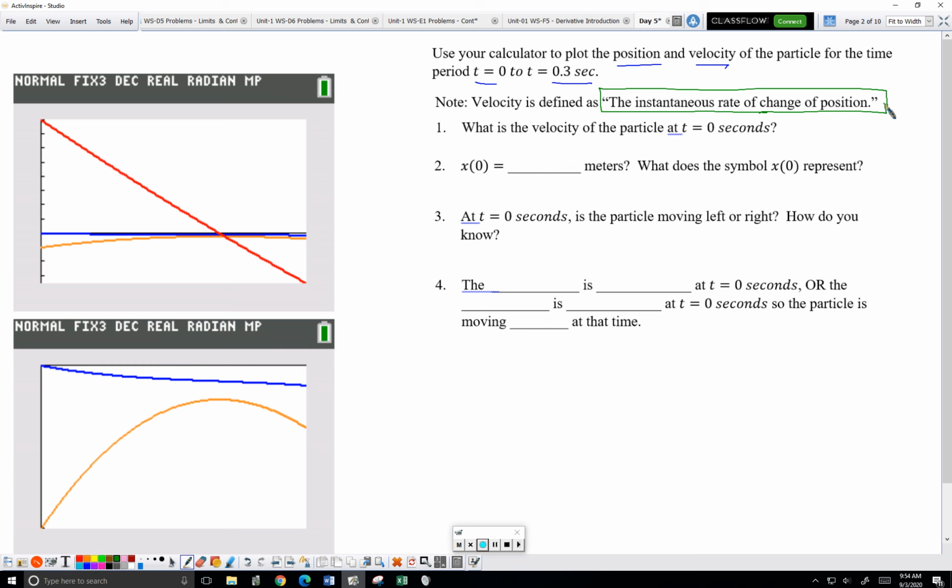To get the window that I have on the screen, I've turned off the acceleration. So I just want to see the position and velocity. So use your cursor to highlight that to this side right there.